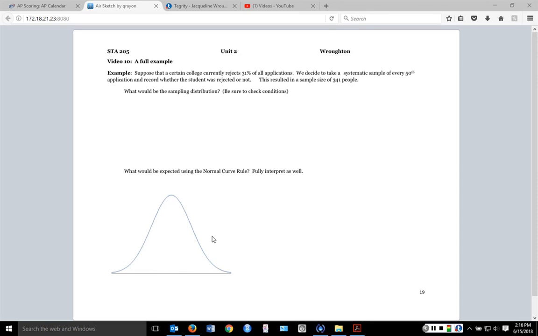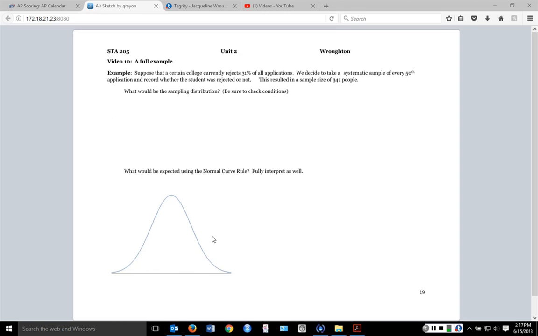So, suppose that a certain college currently rejects 31% of all applications. Just looking at that first sentence, I know a couple of important things. One, I do actually know that I'm going to be working with a categorical variable. We're looking at rejecting applications. So if I were to ask, was your application rejected, what are your possible answers? Yes or no. So it's a categorical variable since we're falling into one of those two categories.